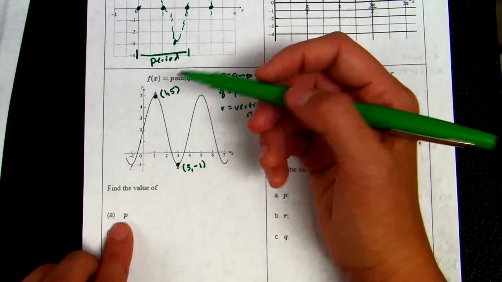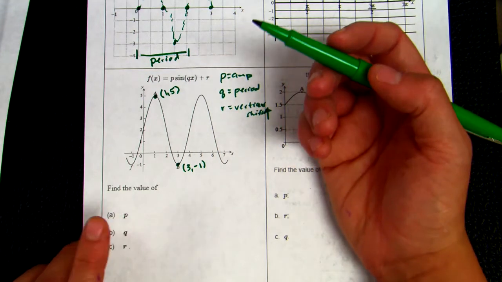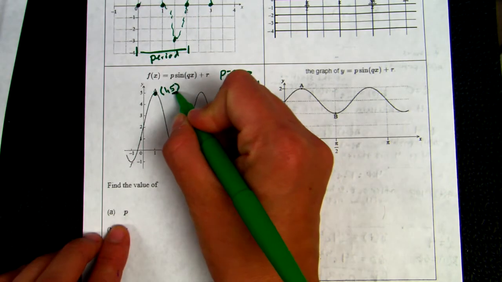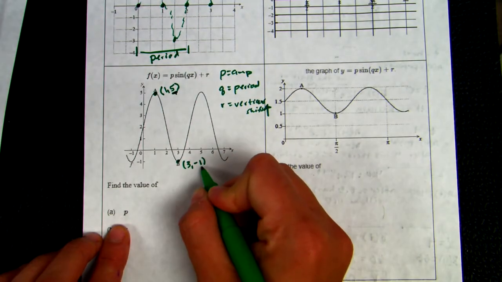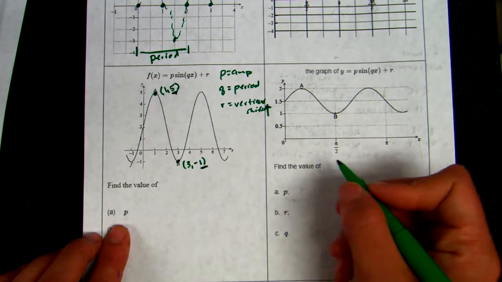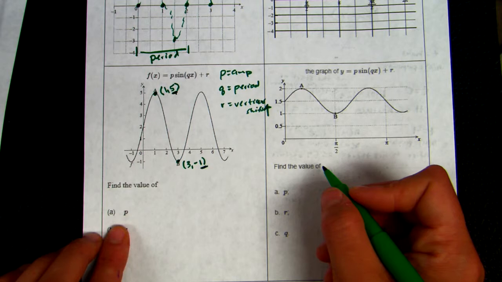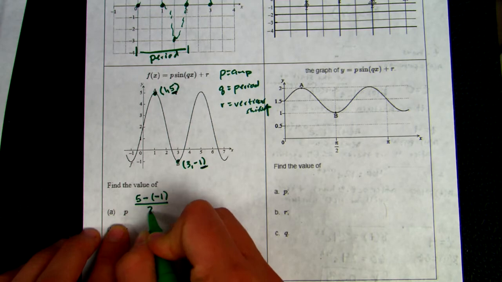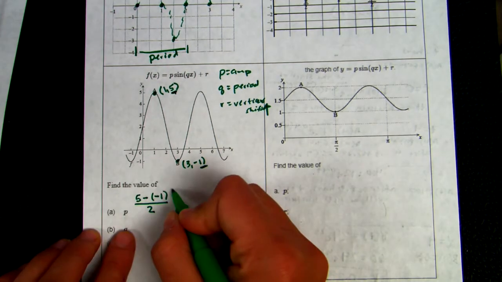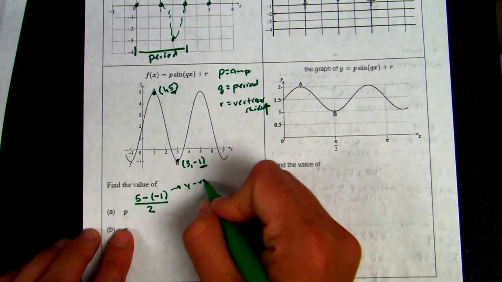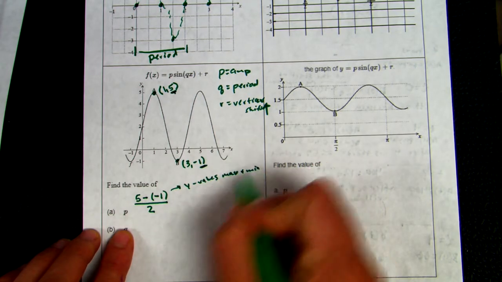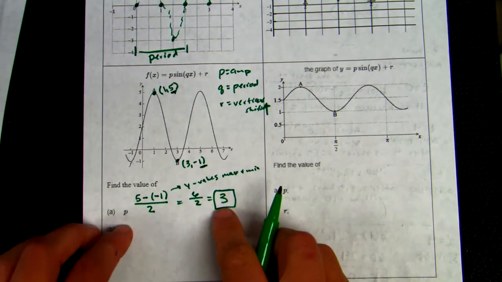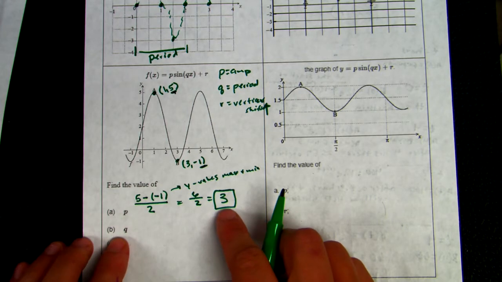So when we're looking first at the value of P, we're looking at our amplitude. Remember, one way that I taught you to calculate amplitude was you take the Y value of your maximum, minus the Y value of your minimum, divided by 2. So the Y value of the maximum is 5, minus the Y value of the minimum, -1, divided by 2. On the top, it's the Y values of the max and min. That gives me 6 divided by 2, which is 3. The amplitude of my function is then 3.